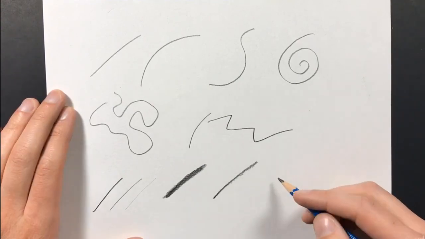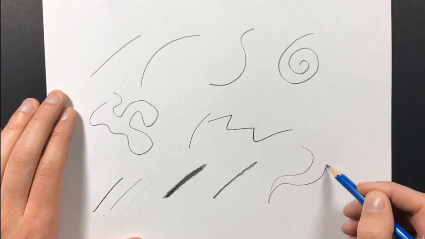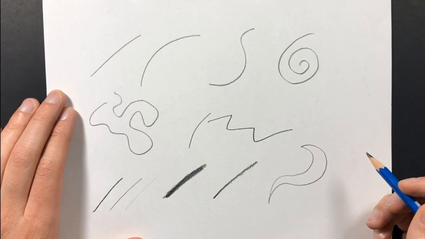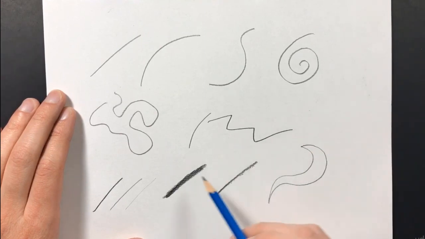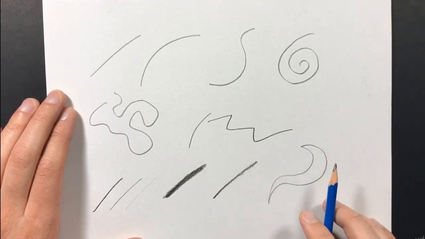And you can also combine lines. So I can draw a line like that, and then I can draw another one like that, that connects like so, and then that creates a shape. So I want you to play around with this and try to create as many lines as possible and as many variations of those lines as you can think of.